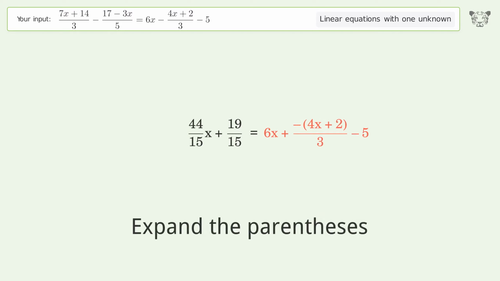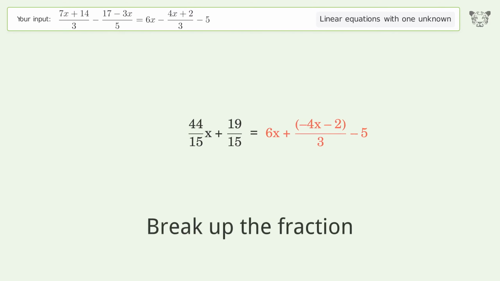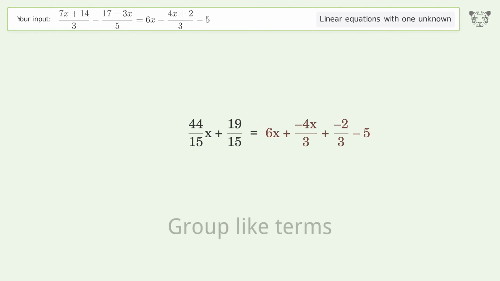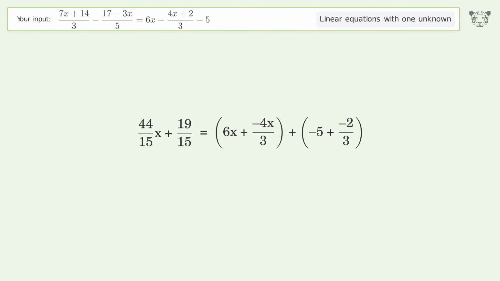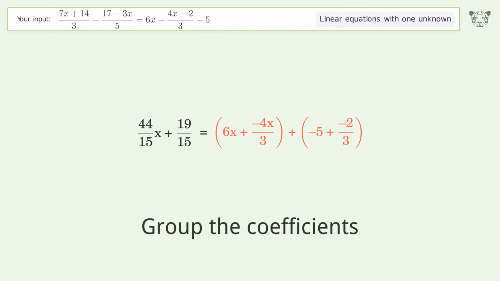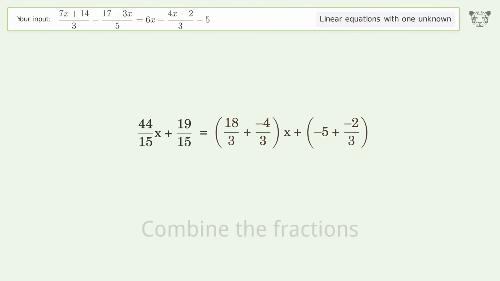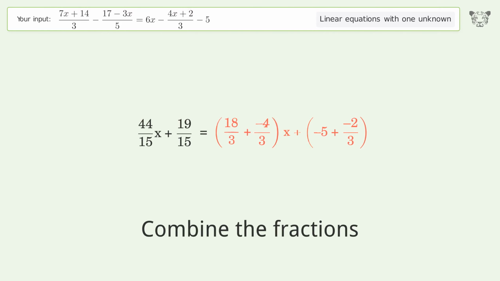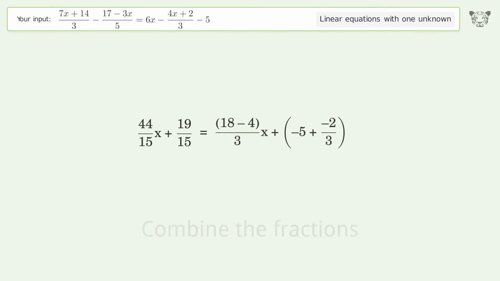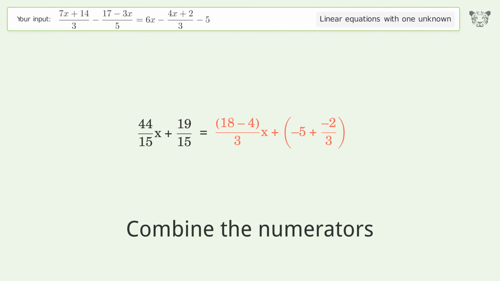Expand the parentheses. Break up the fraction. Group like terms. Group the coefficients. Convert the integer into a fraction. Combine the fractions. Combine the numerators.